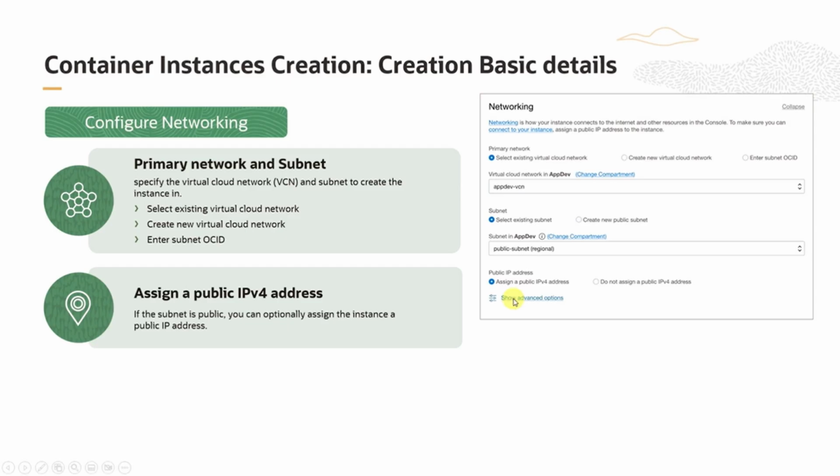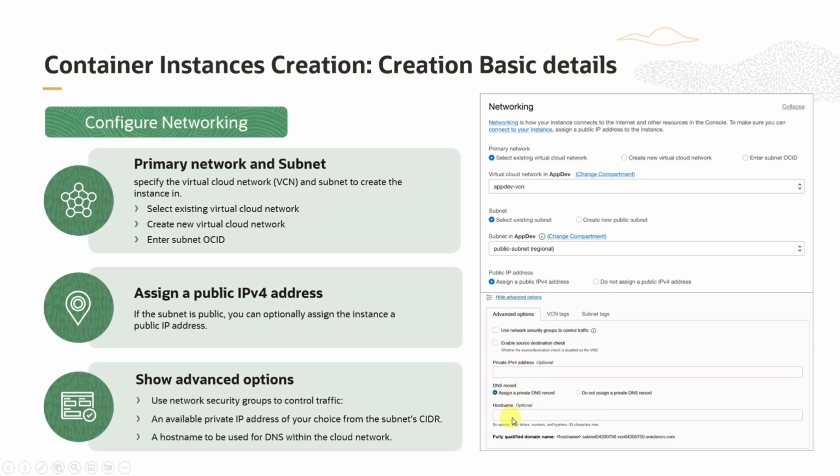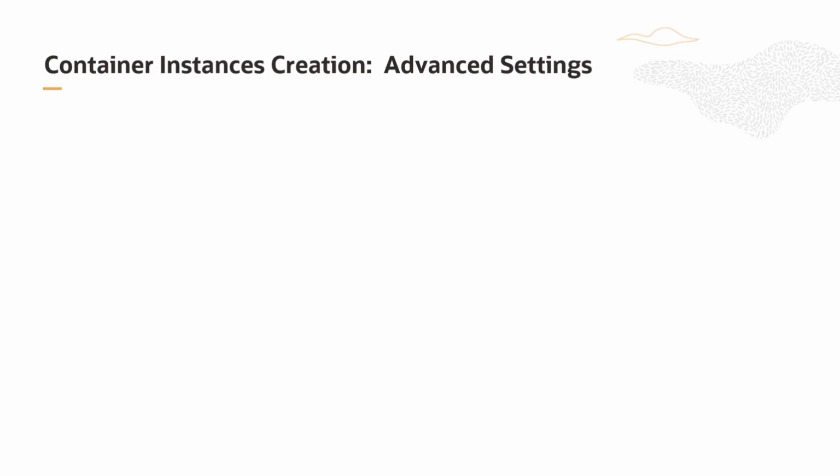Additionally, you can access advanced options by clicking Show Advanced Options. Here, you can configure settings such as using network security groups to control traffic, specifying a private IPv4 address, assigning a DNS, and setting a hostname for DNS within the cloud network. Under the Advanced Options tab, you can specify the following settings.